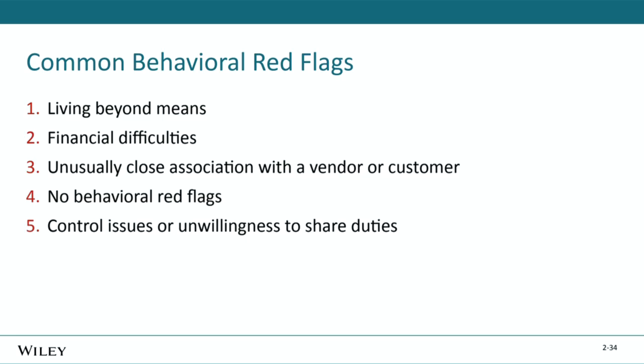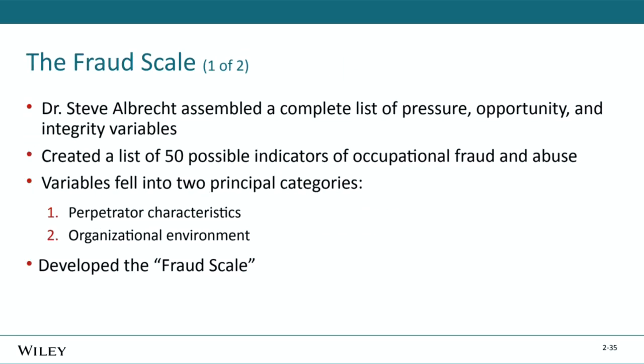Not a good thing. Okay. So now, here comes Dr. Steve Albrecht. And he says, okay, well, he assembled a complete list. I don't know if it's complete, but it's a pretty thorough list of pressure, opportunity, and integrity variables. So he's got a list of 50 possible indicators of occupational fraud and abuse. The variables fell into two categories: perpetrator characteristics and the organizational environment.